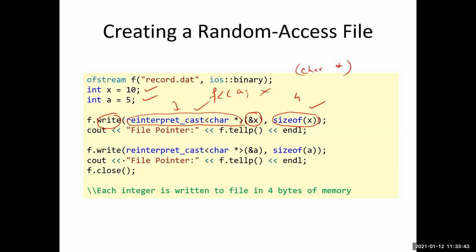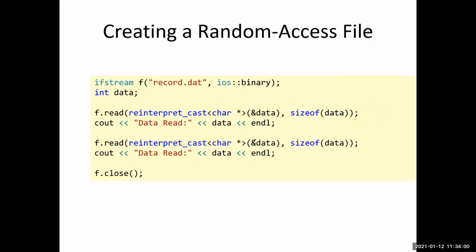So now we have written 2 integers, and when you are writing, the first integer is taking 4 bytes, the second is taking 4 bytes. So initially your file pointer would be at 0. When you write one integer, it will be at 4. When you write another integer, it will be at 8. And you can actually call the tell function to see that the file pointer is moving.